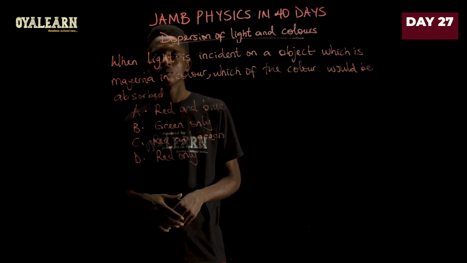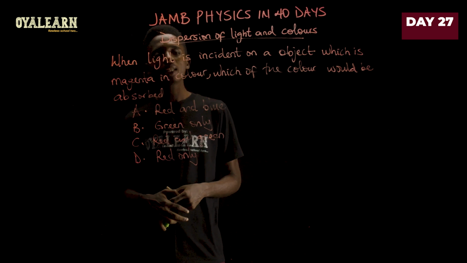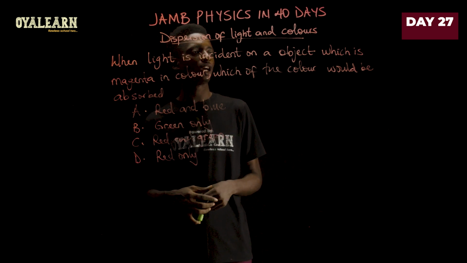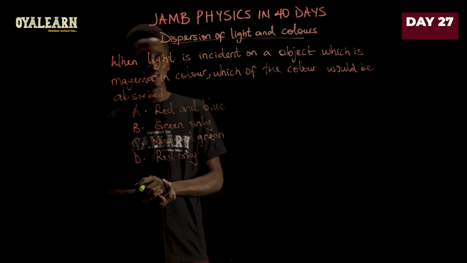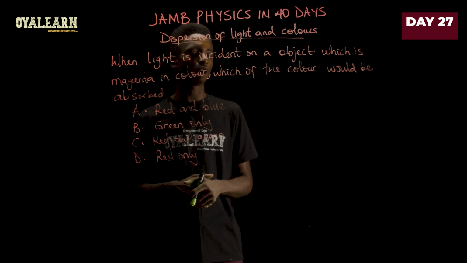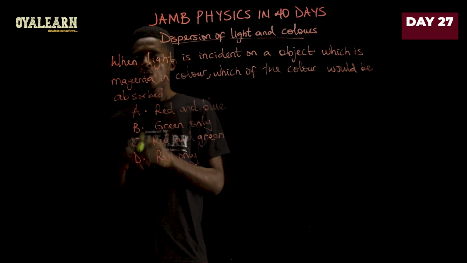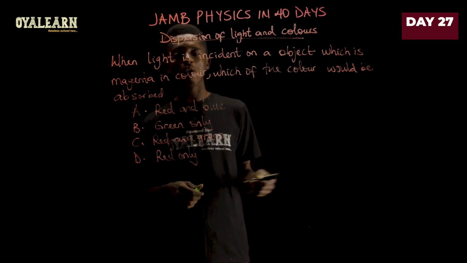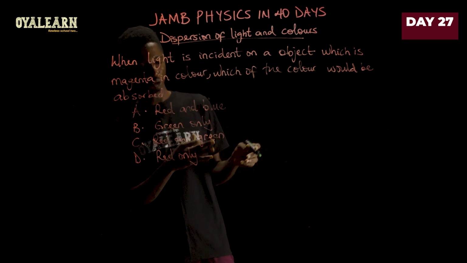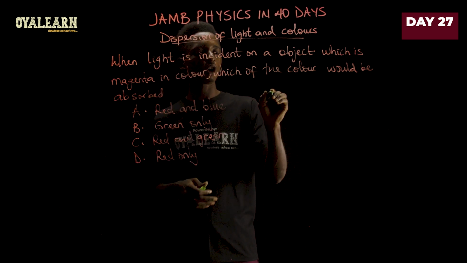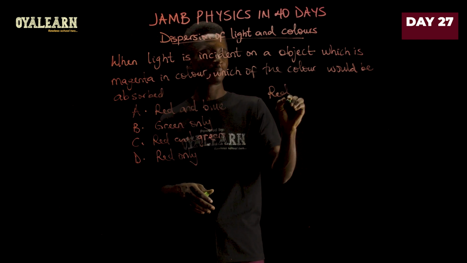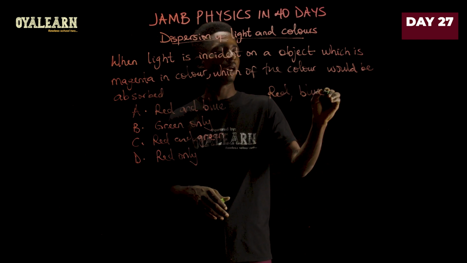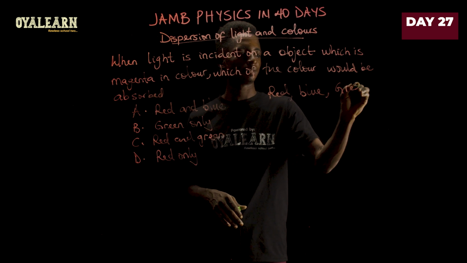Rolling 3, 2, 1, go. When light is incident on an object which is magenta in color, which of the colors would be absorbed? Now, magenta is made up of red and blue. Now, the primary colors of light are red, blue, and green.